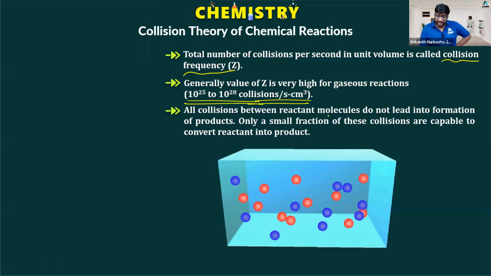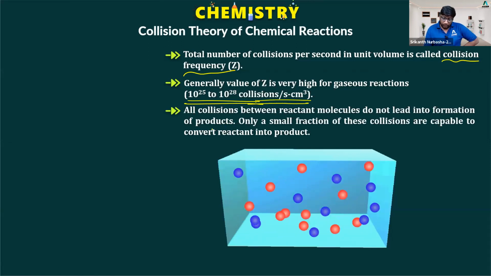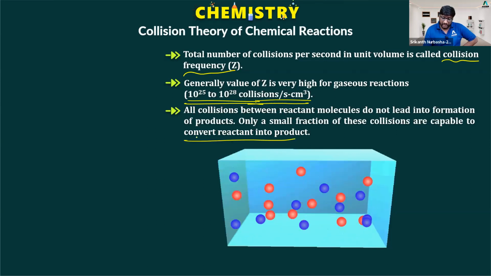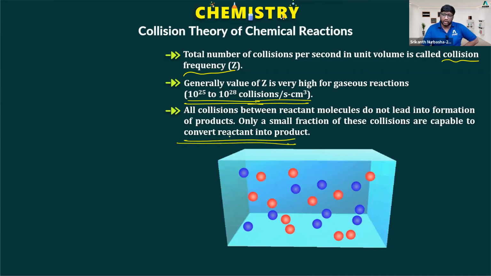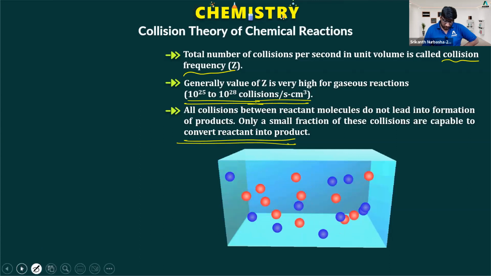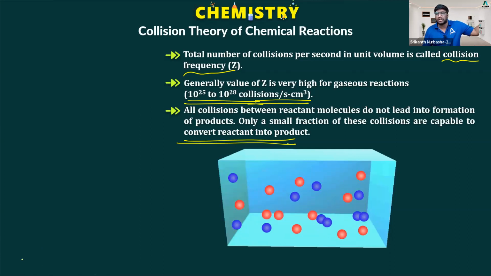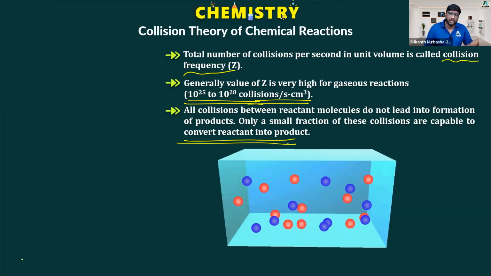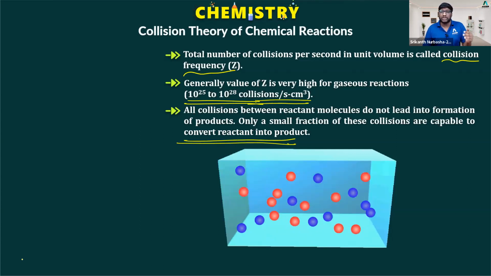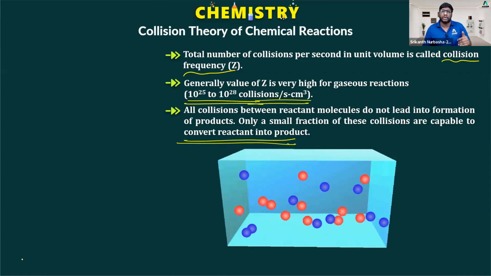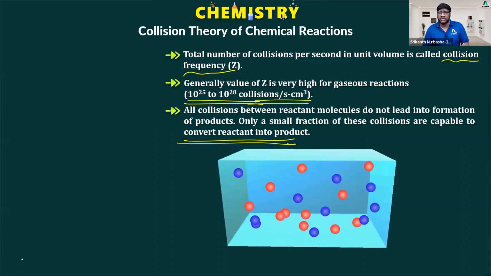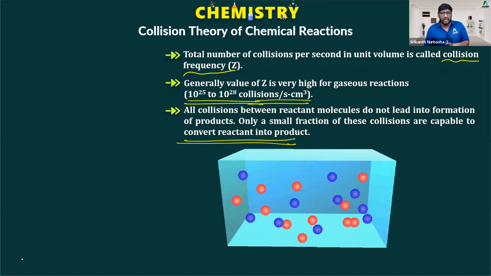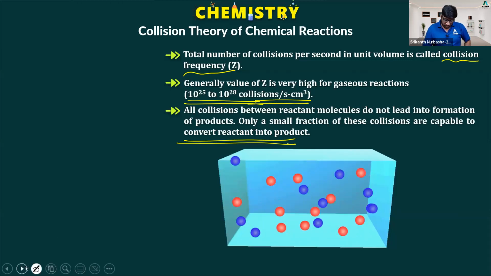All collisions between reactant molecules do not lead to the formation of products. Only a small fraction of these collisions are capable of converting reactants into products. Those are said to be effective collisions, and those molecules which are converting into products are said to be active molecules. The collisions which are not leading to product formation are ineffective, and those molecules are inactive molecules.